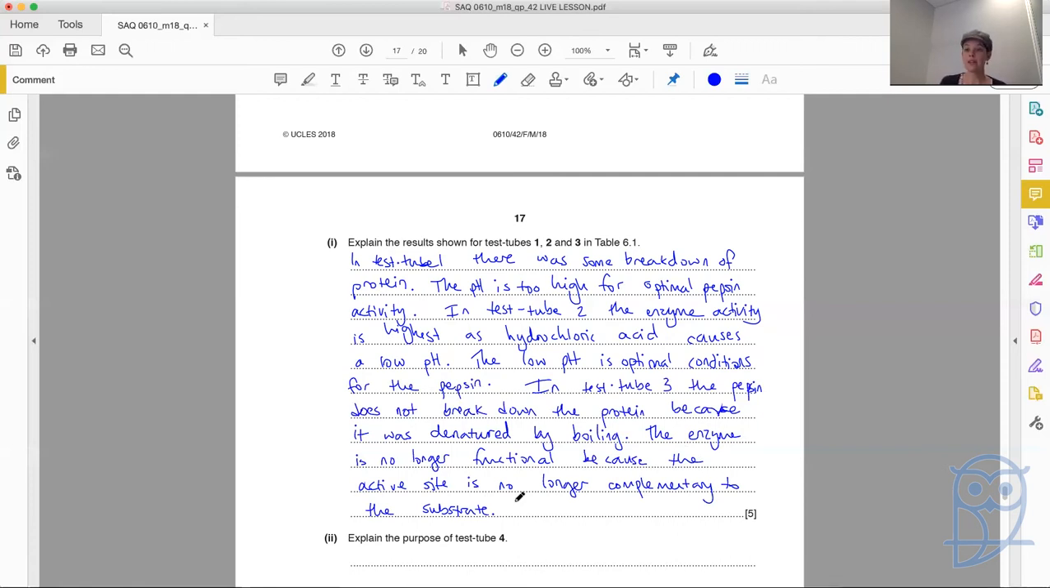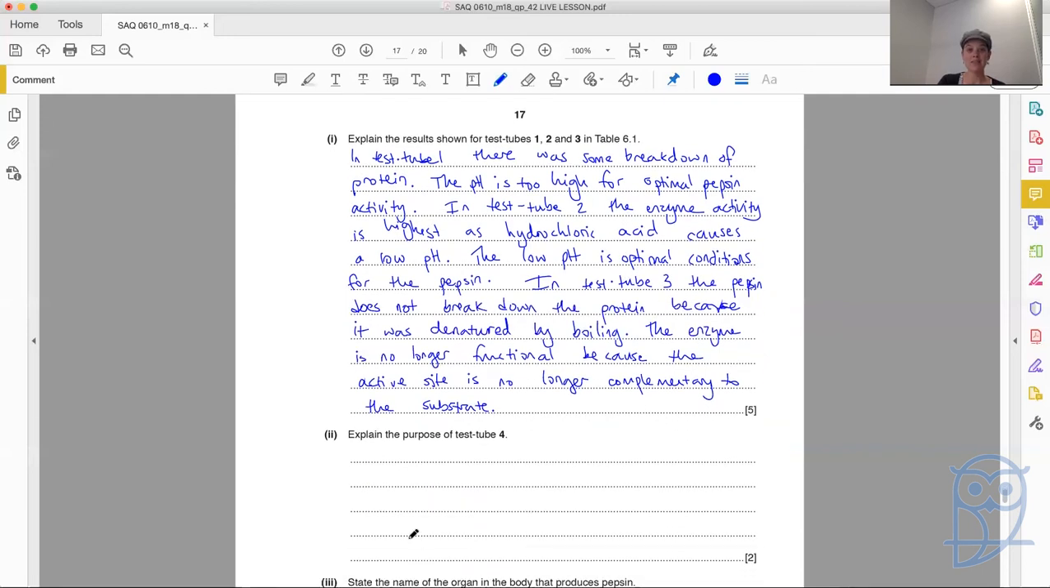So again, a reiteration that they asked us to explain. So we are not describing the results. We are explaining why the results did this. What was it in each of these test tubes that caused these results to happen? We'll carry on with the next pieces of this paper in the next lesson.